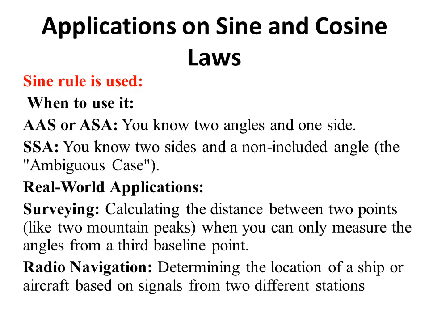In radio navigation it is used to determine the location of a ship or an aircraft based on signals from two different locations.